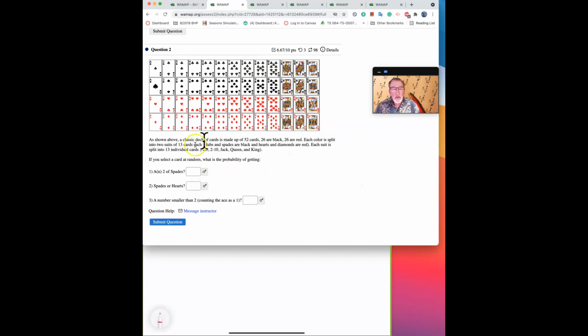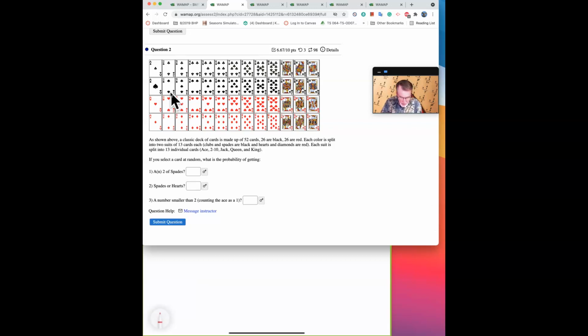So if you select a card at random, what is the probability of drawing a 2 of spades? Okay, so you've got 52 cards total, and they want you to pick a specific card, 2 of spades. So that's a single card. So 2 of spades.